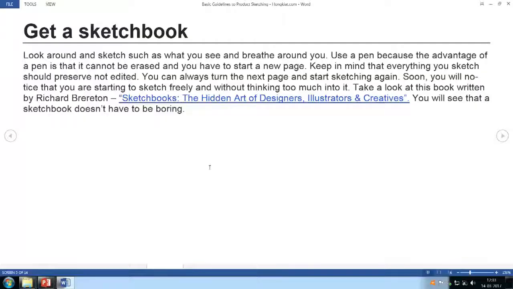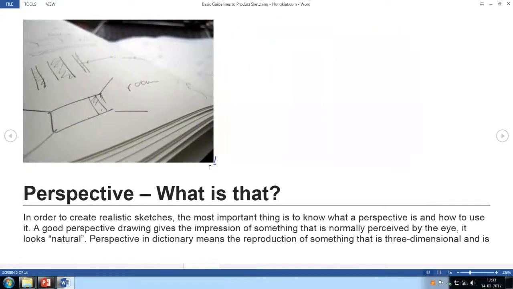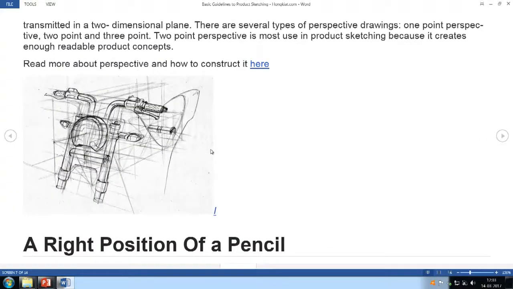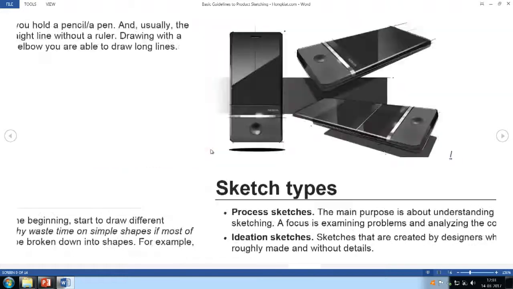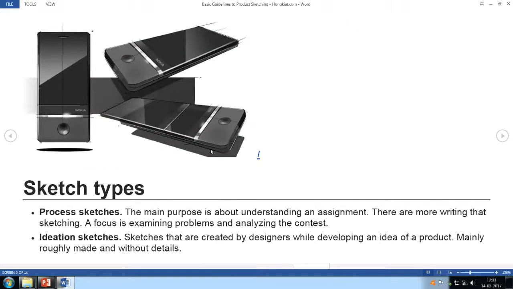Another important thing is you need to get a sketchbook, buy one, and then learn a little about perspective. In fact, when we talk about empathizing, or any other communication, they will say what is your perspective about it, how do you perceive things. Perspective is all about foreshortening. You have seen this, no? And then how to hold the pencil, which I explained to you yesterday, and then start with simple geometries.